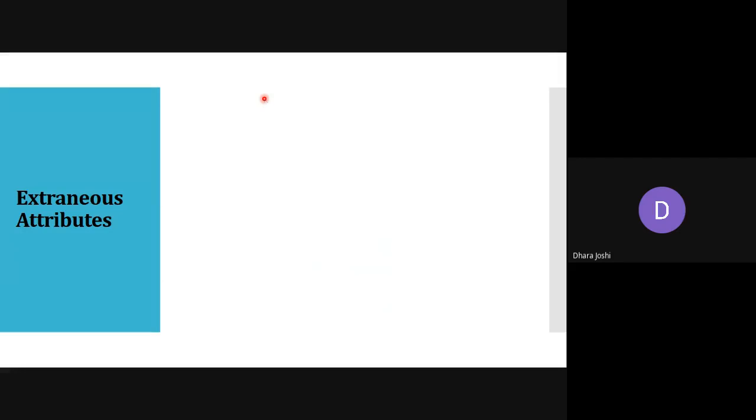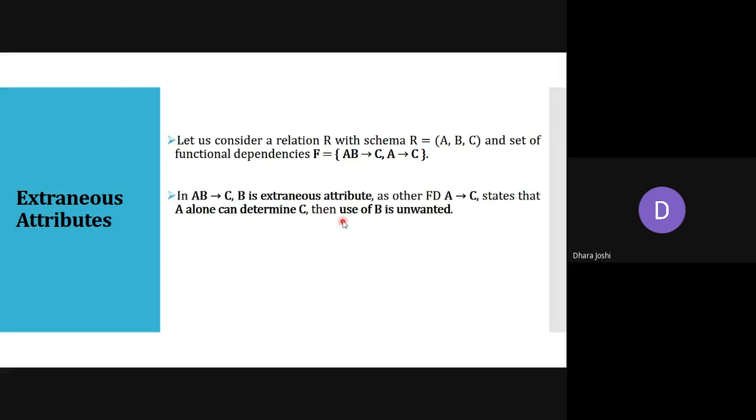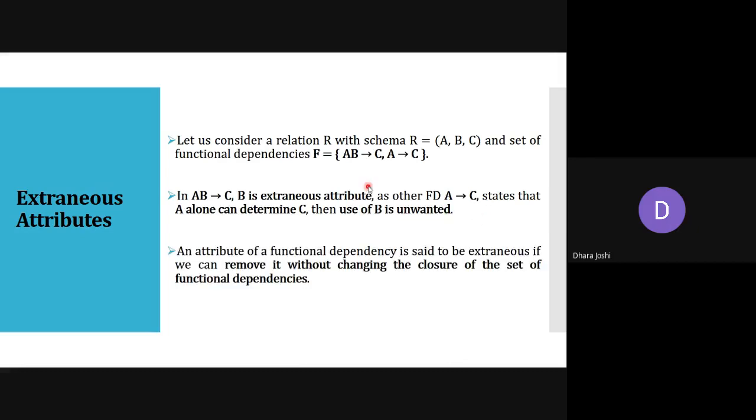Then we studied the concept of extraneous attribute. That means if we have functional dependencies AB determines C, and the second one is A determines C. The second one says that if I have the value of A, then I am able to get the value of C. And the first says that only if I have both the values A and B, then the value of C will be derived. So B here is an extra attribute, and we call this an extraneous attribute. The use of B is unwanted here, so we can remove it, and the meaning of this functional dependency should not change.